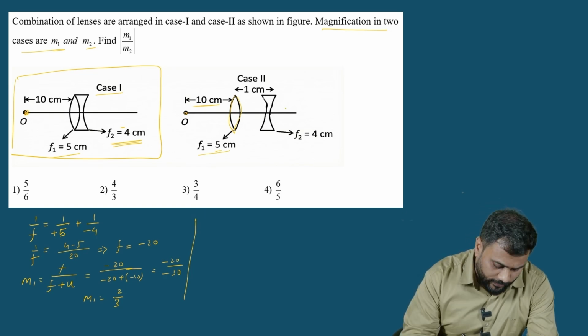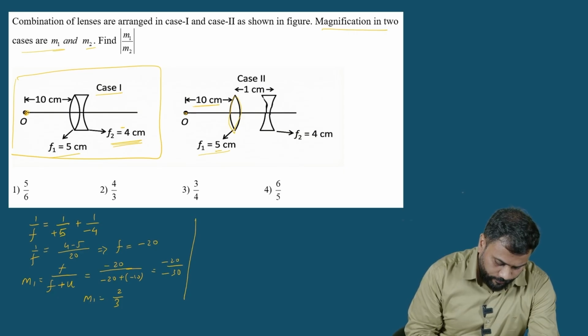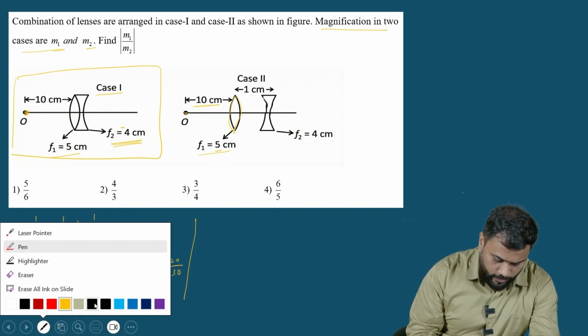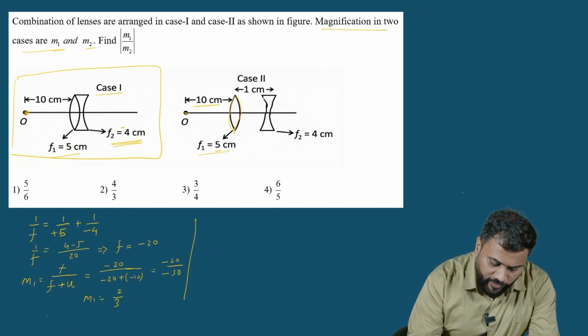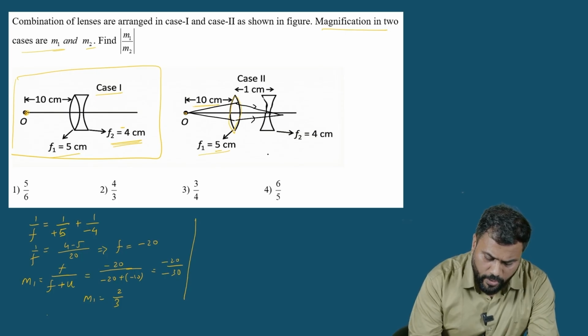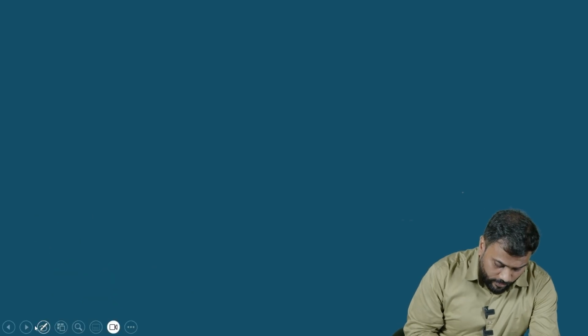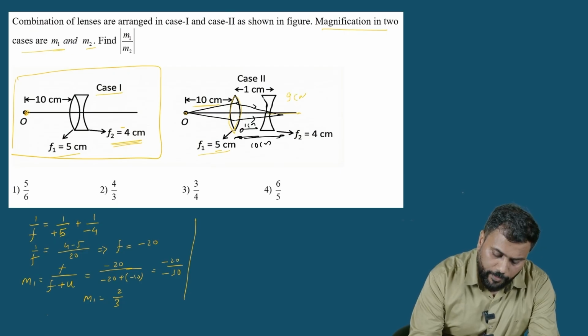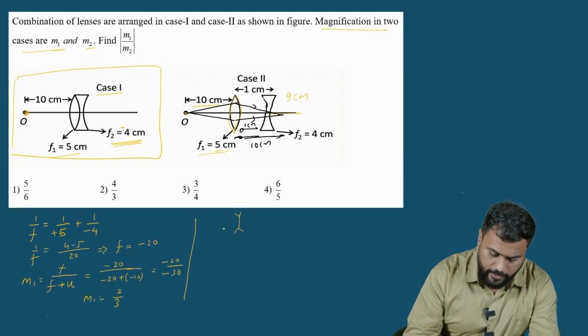The image created by the first lens, let us use some other color to show the image. So from the first lens, the image will be created at the same distance 2f, that is at 10 centimeter. The diagram is not to scale. This distance is going to be 10 centimeter and this is 1 centimeter. That means for the second lens, the object distance is nothing but 9 centimeter. This second lens has an object at 9 centimeter and this is a virtual object.